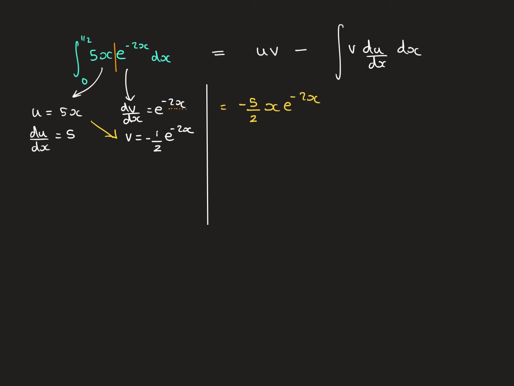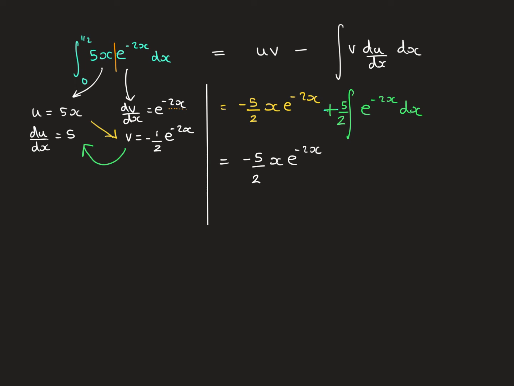I'll deal with the limits in just a moment. And we want to subtract from that the integral of v multiplied by du by dx, which is the product of this pair here. So that's going to give us another minus, so this will become a plus overall, and then we've got 5 over 2, which can come outside the integral, e to the minus 2x dx. And again, I'm going to deal with the limits at the very end of this integral. So minus 5 over 2 x e to the minus 2x.